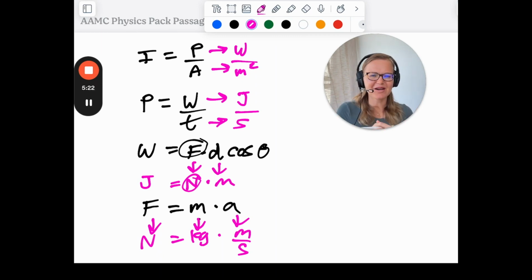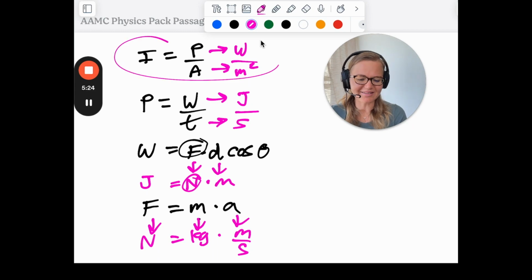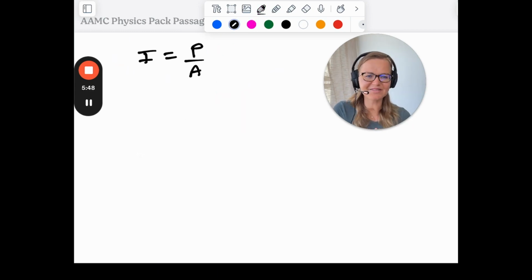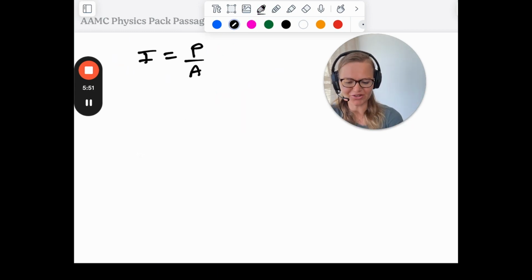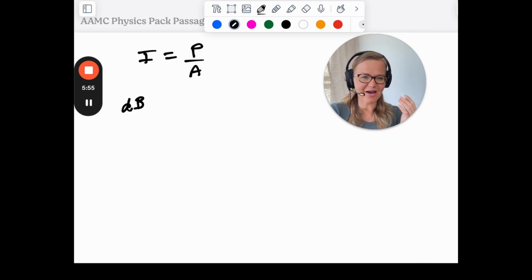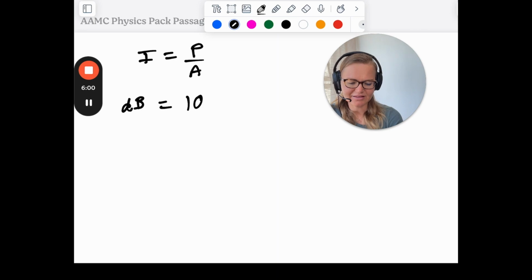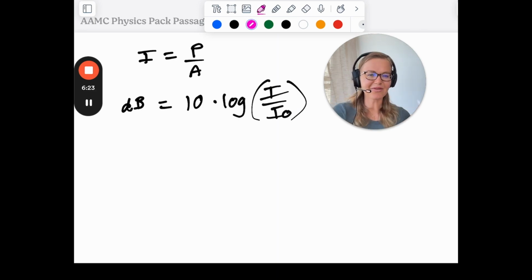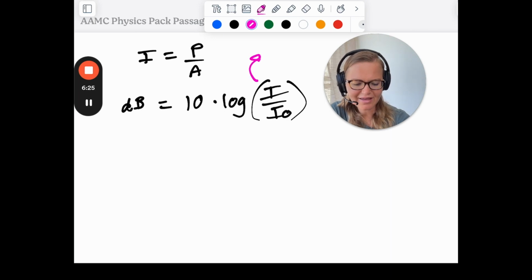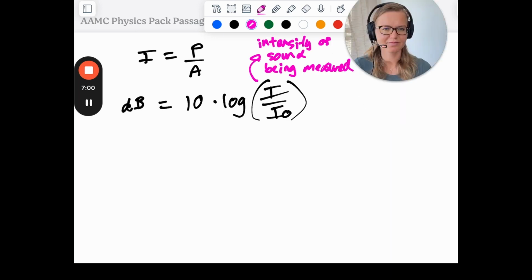Now let's go back to the concept at hand, which is that of intensity. So when we're talking about the intensity of sound, we use the equation that's given in the question stem. The decibel level of the sound represents its intensity, so the intensity of sound is equal to 10 times log base 10 of I divided by I naught. Now here, what is I? Well, I is the intensity of the sound being measured. And I naught is just going to be a reference intensity. It's usually going to be that threshold of hearing.